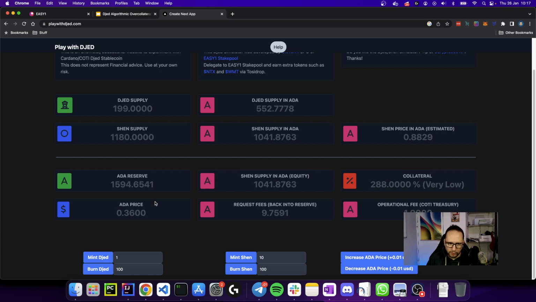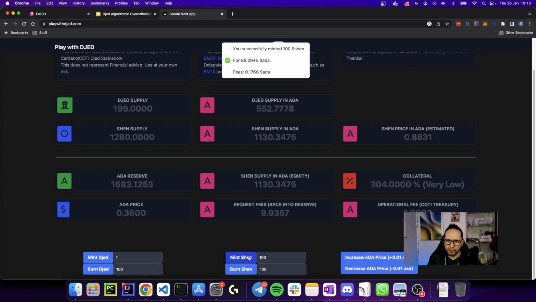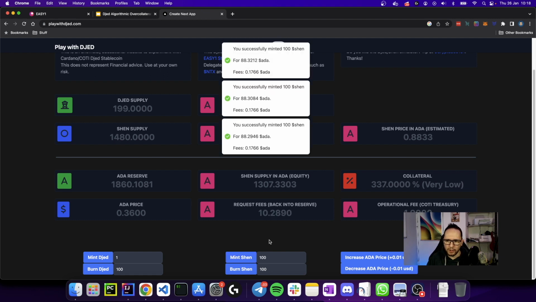But before going to this extreme case, what happens in these cases? We mentioned that minting Shen gives you access to rewards. When the collateral is very low, it also means that the price of ADA and the price of Shen is really low. So people should be really incentivized to ape in and buy a few Shen. If I go and mint 100 Shen, for instance, you can see how the collateral jumps up again. And all of a sudden, with just a few more Shen, I can mint enough to bring the collateral back up.